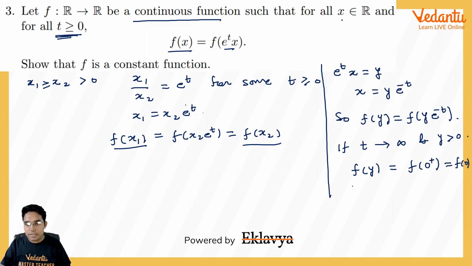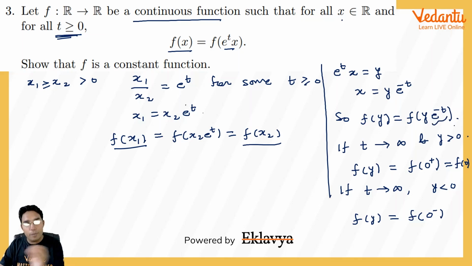Similar to this discussion, if we take t approaching infinity and y less than 0, then f(y) will become equal to f of 0 negative, because as t approaches infinity and y is negative, e^(-t) will approach 0 plus, and y being negative, this product will be 0 minus.